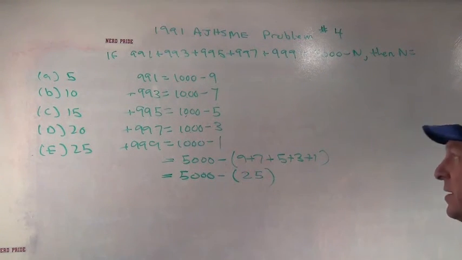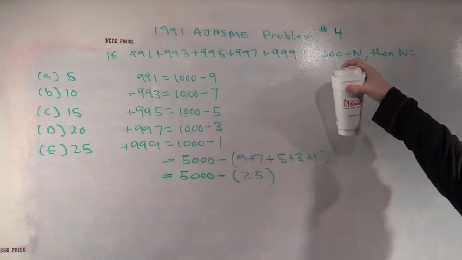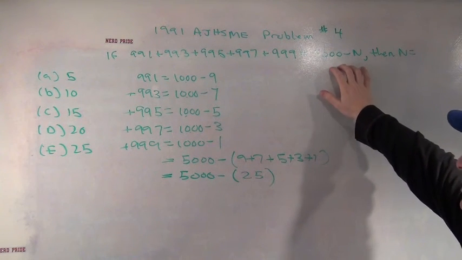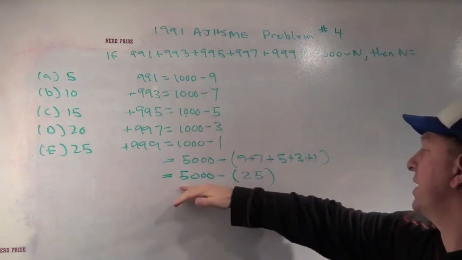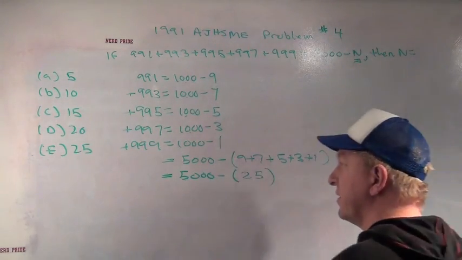So when we add them up this way, we actually get 5,000 minus some number, which is exactly what we wanted here. That's a nice little coincidence. That's obviously not always going to happen, but here it did. 5,000 minus 25, so we see that n is 25.